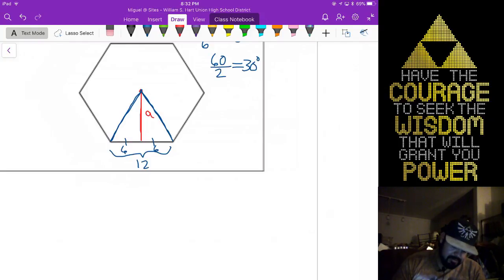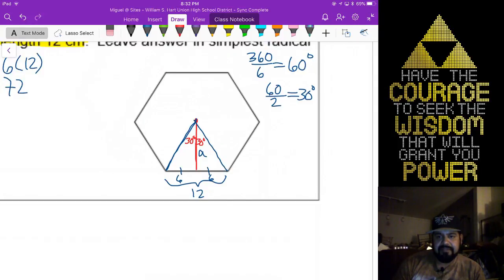Whoops. So 30, 30. And then again, here's my apothem. So what I'm going to go ahead and do... Oh, hold on. The work's just now finally catching up. Okay, cool. Sorry about that.